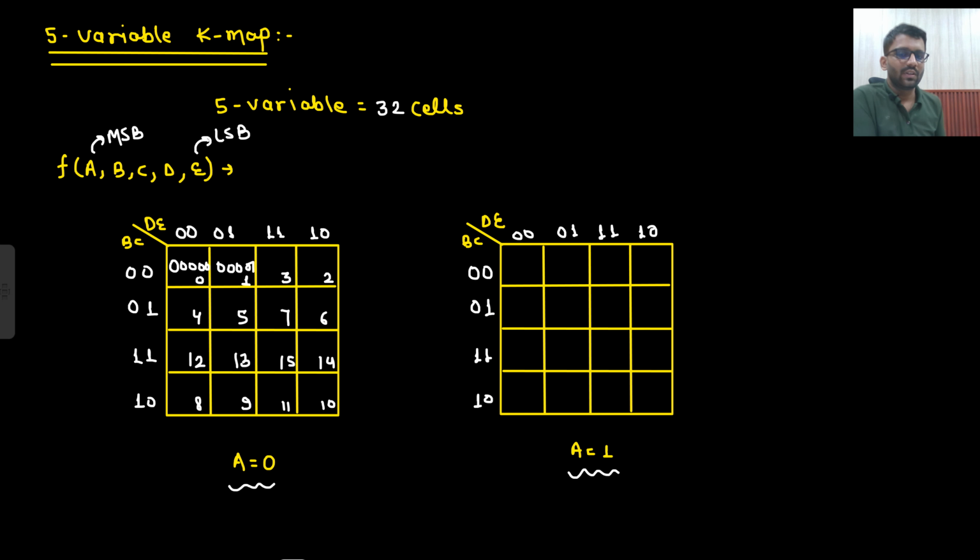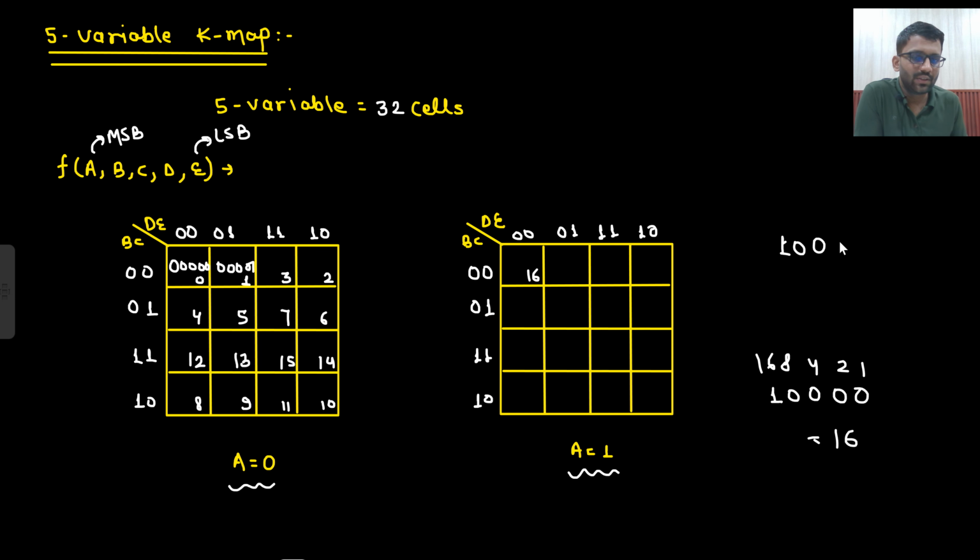What will be the number of this one? A is already 1 and B, C, D, E all are 0. So 1, 2, 4, 8, 16. So this number would be 16. A is already 1, B and C are 0, D is 0, E is 1. So 16 plus 1, 17. This would be 18, this would be 19.